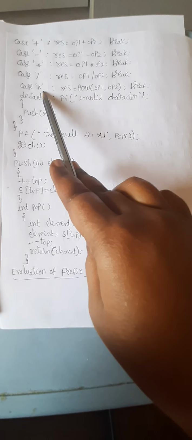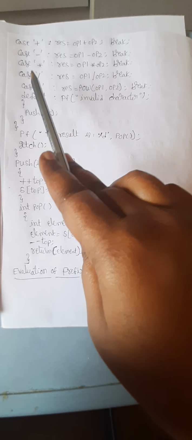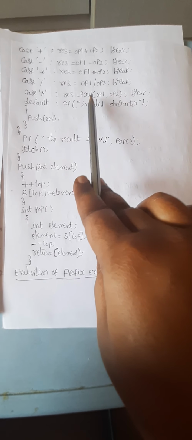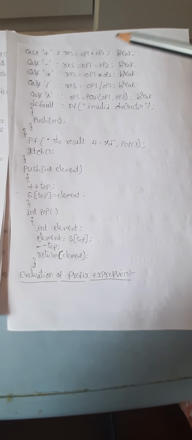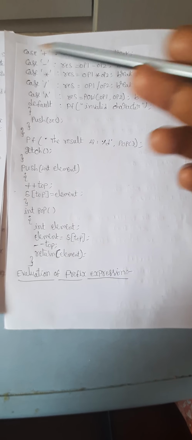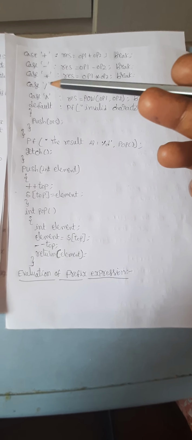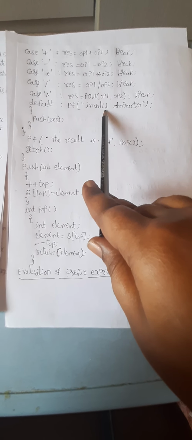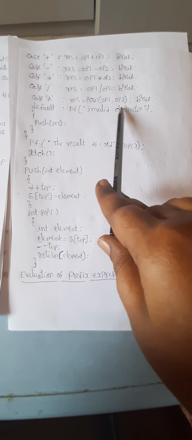Otherwise, if it is not one of the above operators, then it will take it as an invalid character. That means we have to give only numbers and the symbols. These are the symbols. Instead of that, if we give any alphabets, that is A, B, C, D, then it will take it as an invalid character.